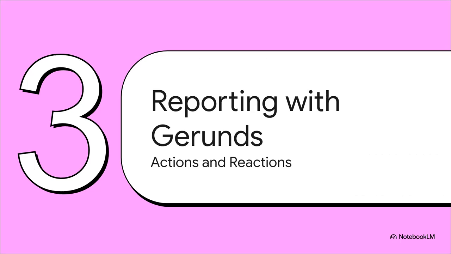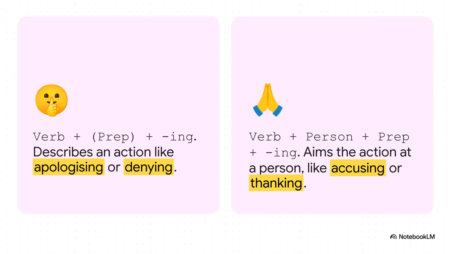And now for our final category, reporting with gerunds, the ing form. This is where your English can get really, really nuanced. These verbs are just perfect for reporting specific actions and reactions, things like apologizing, denying, or even accusing someone of something. And you guessed it, adding a person here makes the action so much more direct. The first pattern describes a kind of general action, but the second one points it, like an accusation or a thank you, right at a specific individual.